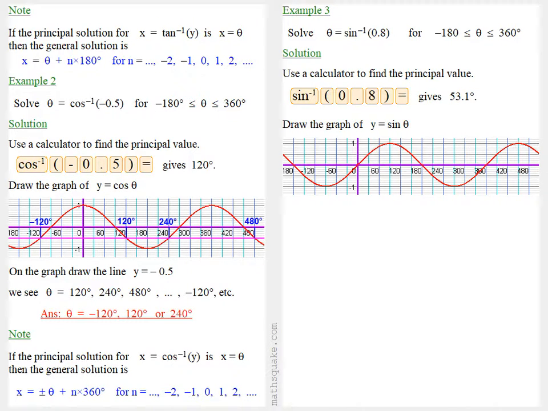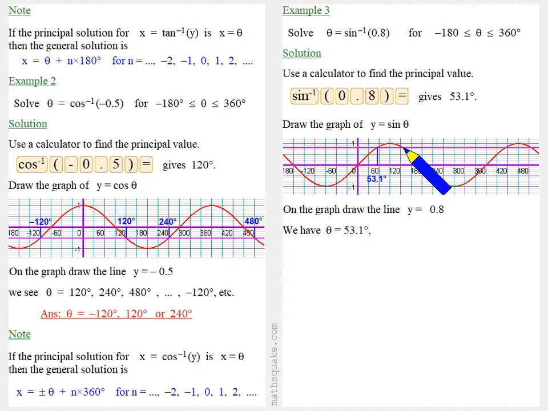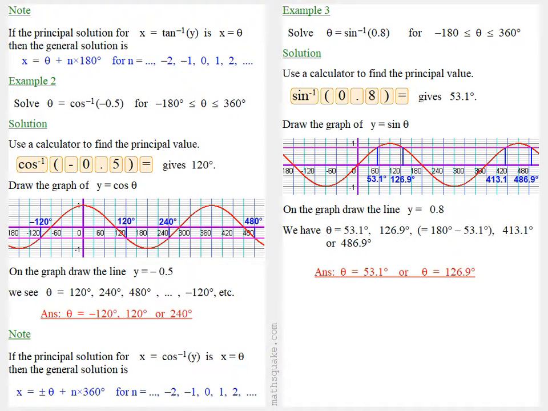And we want the value of theta when y is equal to 0.8. So we draw a horizontal line at y equals 0.8, and we see that it crosses the curve at 53.1 degrees. But it also crosses the curve at 126.9 degrees, that is 180 degrees minus 53.1 degrees. It also crosses the curve at 413.1 degrees, and also at 486.9 degrees. So the values of theta we want are 53.1 degrees or 126.9 degrees.